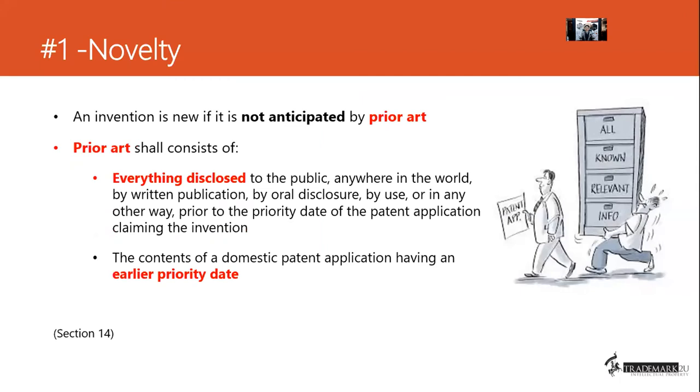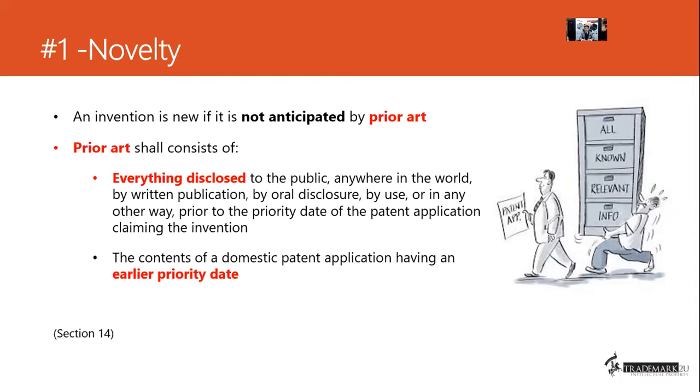So what do you mean by novelty, yeah? Okay. An invention is new if it's not anticipated by the prior art. Section 14, this is what they say. Now, okay, you note the words prior art. So what's a prior art? Basically, the prior art is everything disclosed to the public anywhere in the world, by written publication, by oral disclosure, by use, or by any other way, prior to the priority date of the patent application claiming the invention.